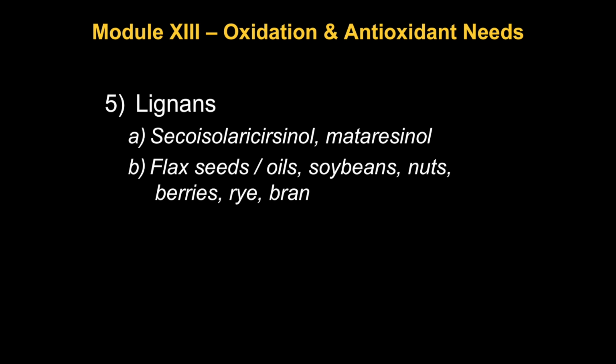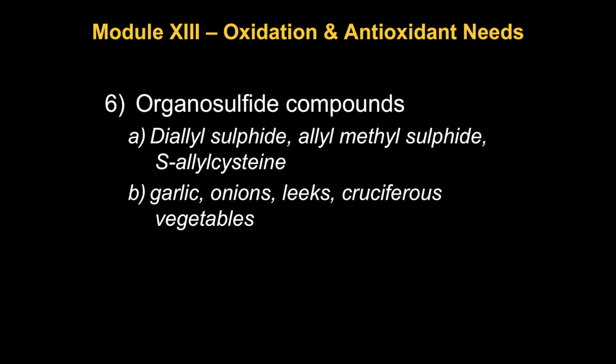Lignans are also an antioxidant. These are found in things like flaxseed oils and soybeans and nuts and berries and rye and bran. Again, they're not essential, but they're functioning as antioxidants for us. We have organosulfide compounds, the most heavily studied one of which is garlic. Garlic is very rich in these organosulfide compounds, and there seems to be a lot of work as far as trying to reduce the risk for cancer and that cancer development coming from the free radical generation. So it's functioning as an antioxidant.